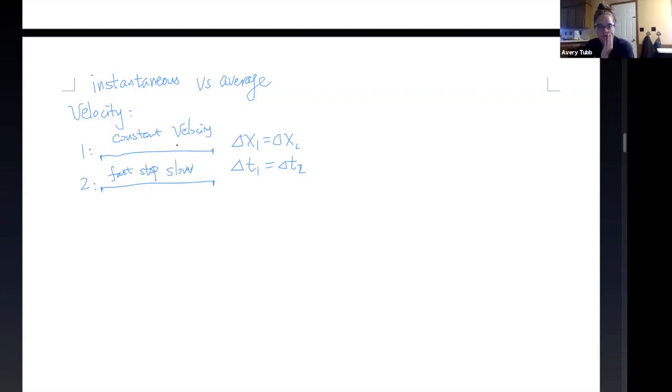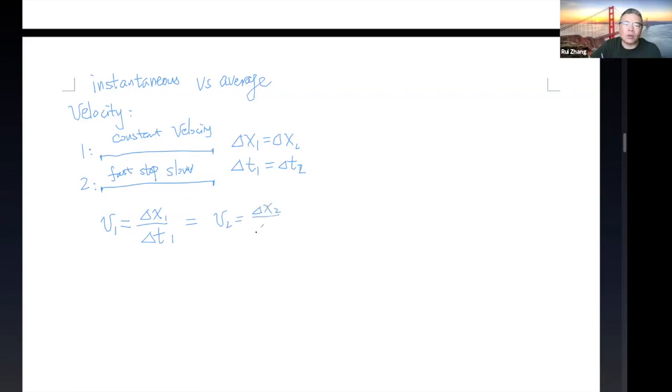Now that means, for example, if you talk about velocity, because the definition of velocity is delta x over delta t, right? So if you have these equal here, the two velocities you get, v1 and v2, are going to be equal, because you have the same ratio here. But these two motions are different. That means this velocity you calculate cannot give you a full description of the two motions. It cannot tell the difference between the two motions, okay?